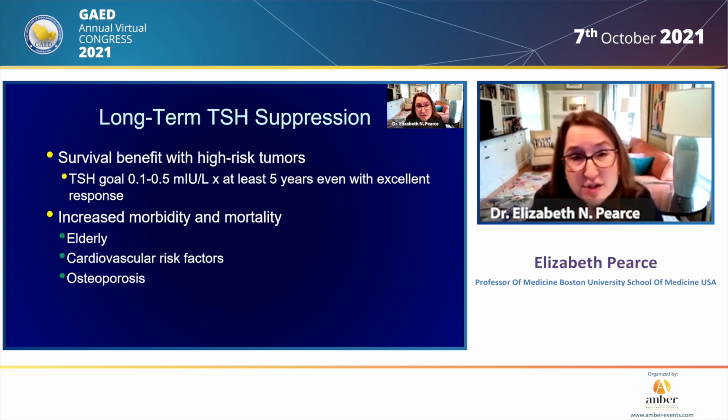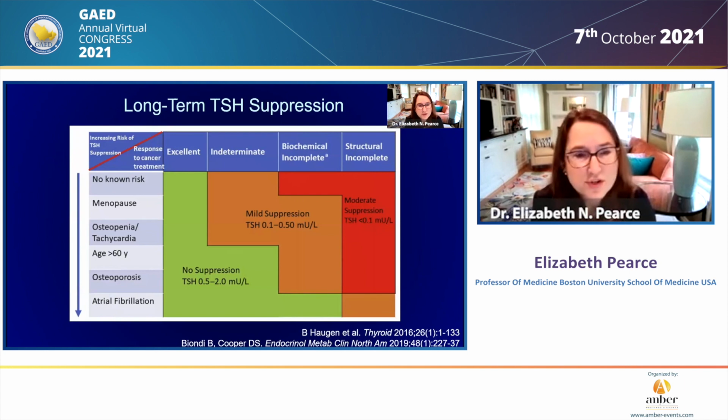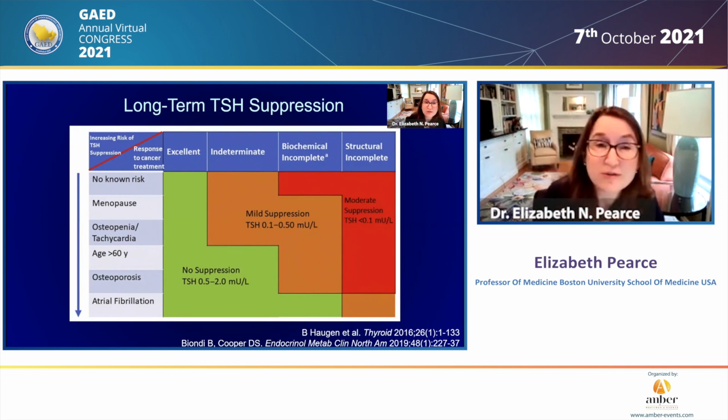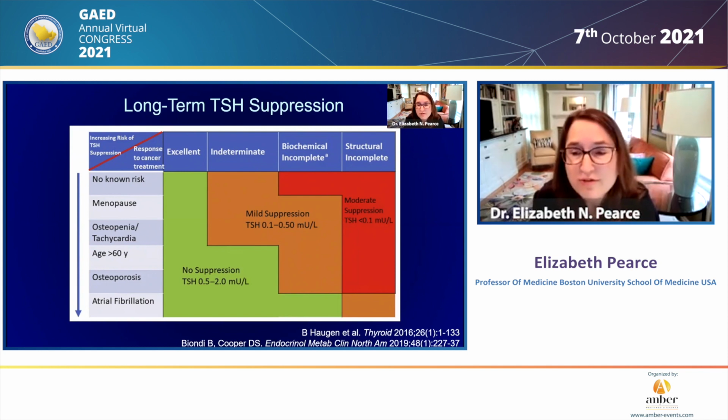But TSH suppression does incur risk. There's increased morbidity and even increased mortality in suppressed patients, particularly those who are older or who have risk factors for bone and cardiac toxicity. So current guidelines suggest a scheme like this, that most patients outside the high-risk patients who have had an excellent response to therapy should not have TSH suppression. We don't want to oversuppress people and cause risk we don't need to. Patients who are at higher risk should have their degree of TSH suppression carefully followed, and we should perhaps relax the degree of TSH suppression in patients with comorbidities, including osteoporosis and probably particularly atrial fibrillation.